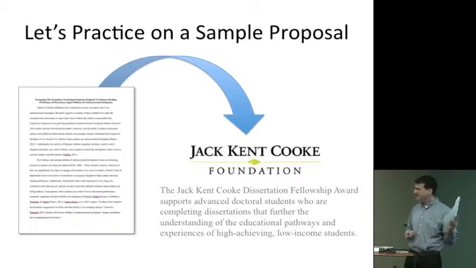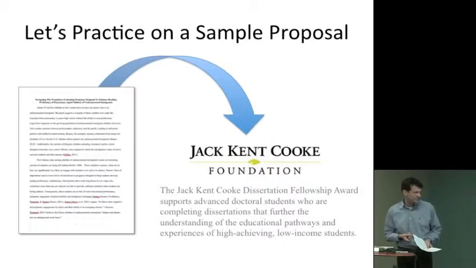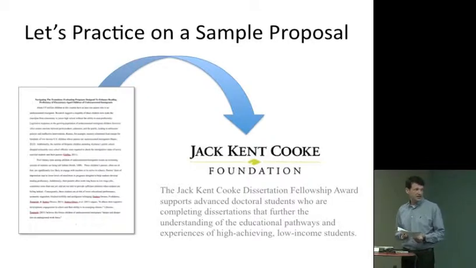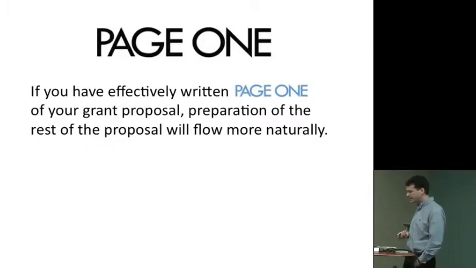So let's look at this one. I'm going to pretend that we're going to submit this proposal to the Jack Kent Cooke Foundation. The first thing I want to know is the agency mission. They support advanced doctoral students for completing dissertations that further the understanding of educational pathways and experiences of high-achieving, low-income students. Okay? So this looks like a pretty good fit. So we're going to do kind of a page 1 exercise.